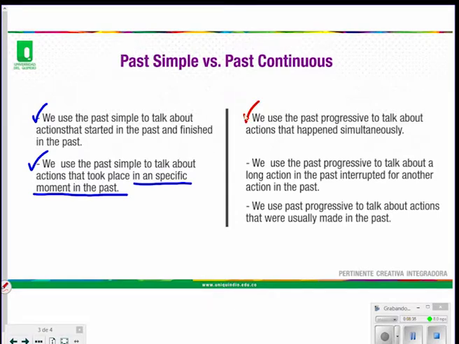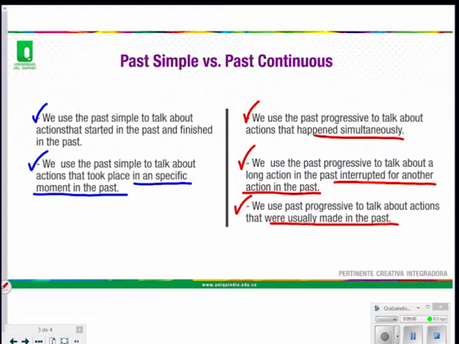Past continuous or progressive. We use the past progressive to talk about action that happened simultaneously, two or more actions. We use the past progressive to talk about a long action in the past interrupted by another action in the past. We use the past progressive to talk about actions that were usually made in the past.